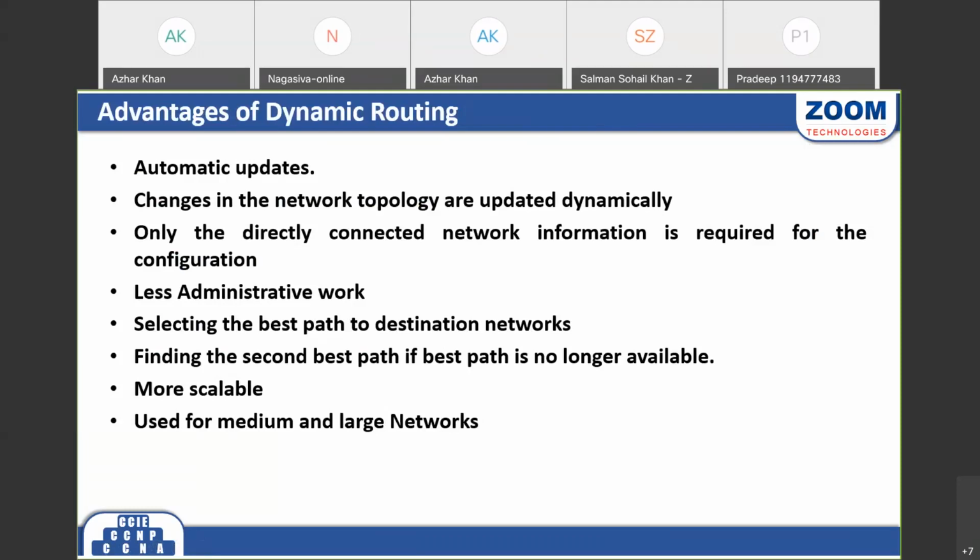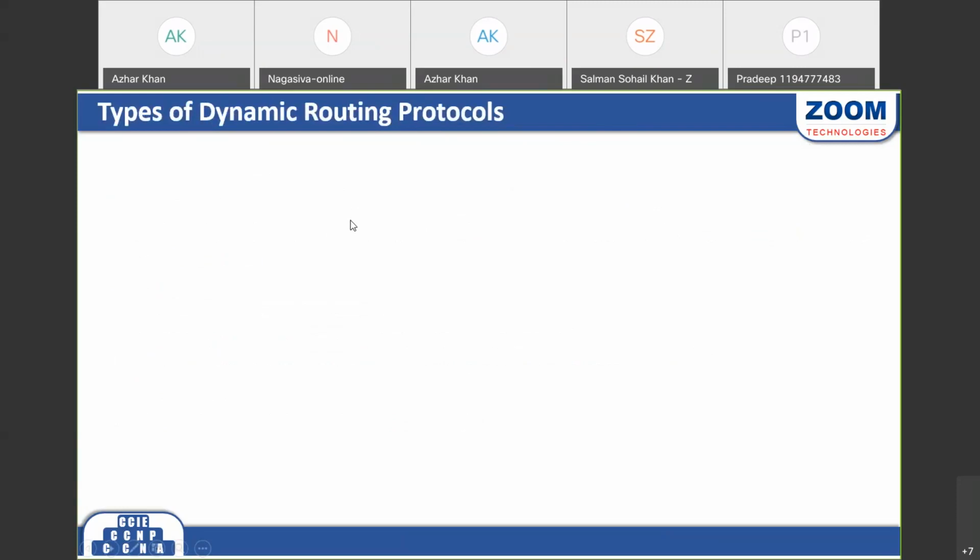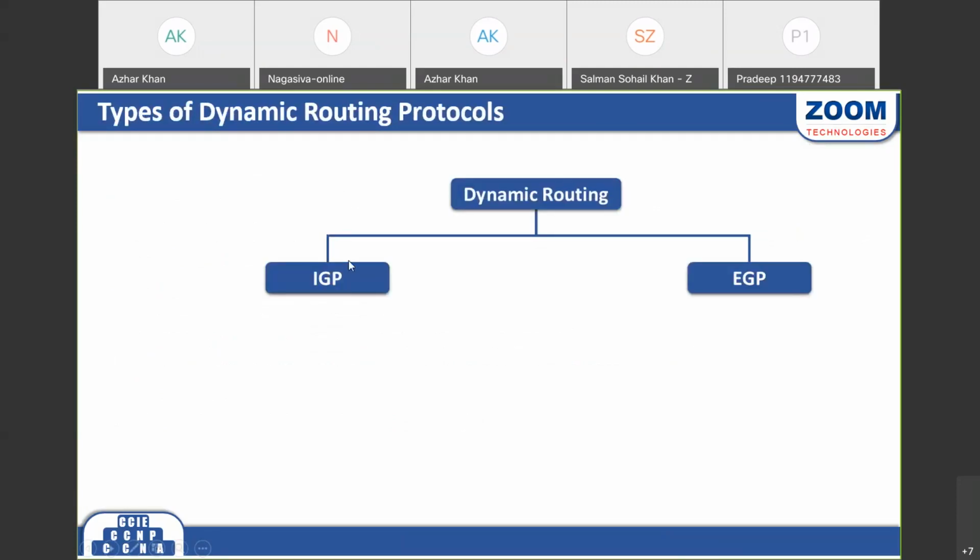Okay, right. Next, types of dynamic routing protocols. Basically there are two types of dynamic routing protocol, IGP and EGP. IGP stands for Interior Gateway Protocol. Next one is Exterior Gateway Protocol. Interior is nothing but within the autonomous system.